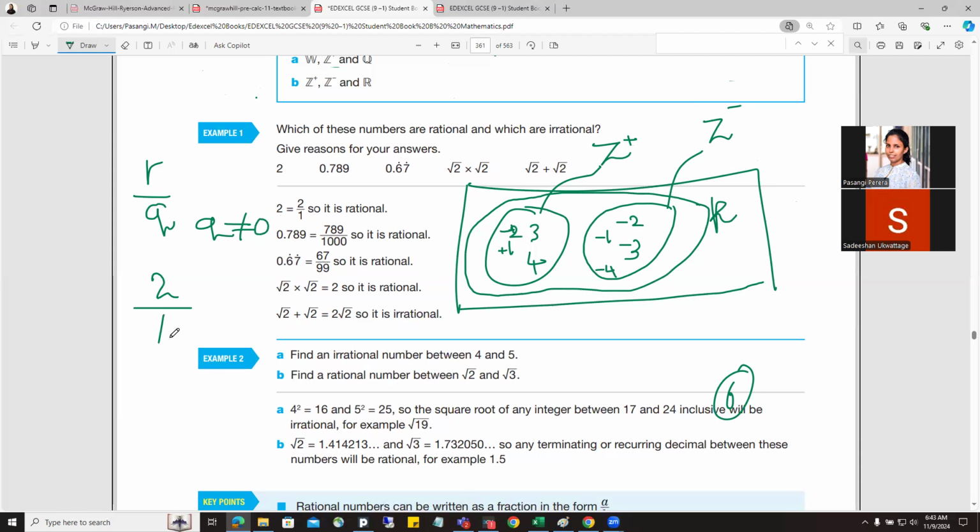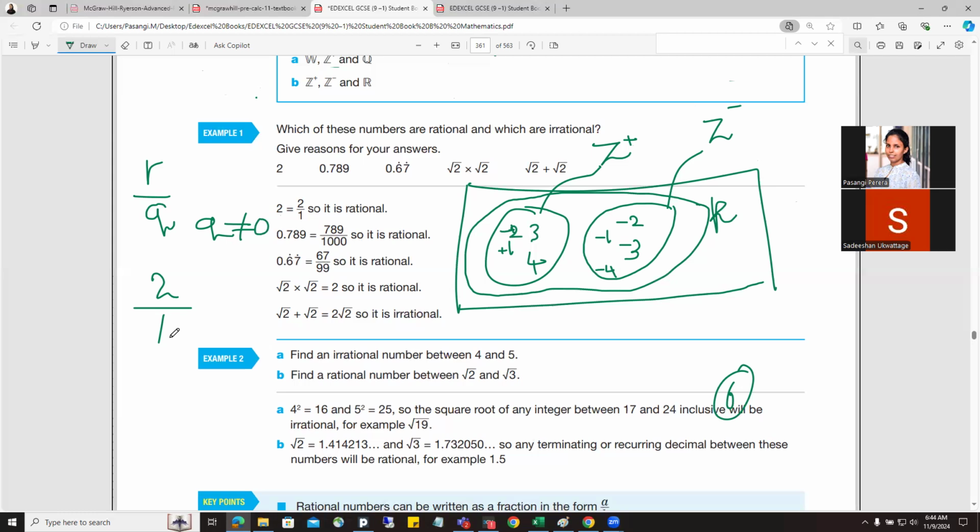If we convert it into a fraction, then that thousand means 789 over 1,000. Yes, 789 over 1000. Then it can also be written as a fraction. Because of that, it's a rational number. Third one.